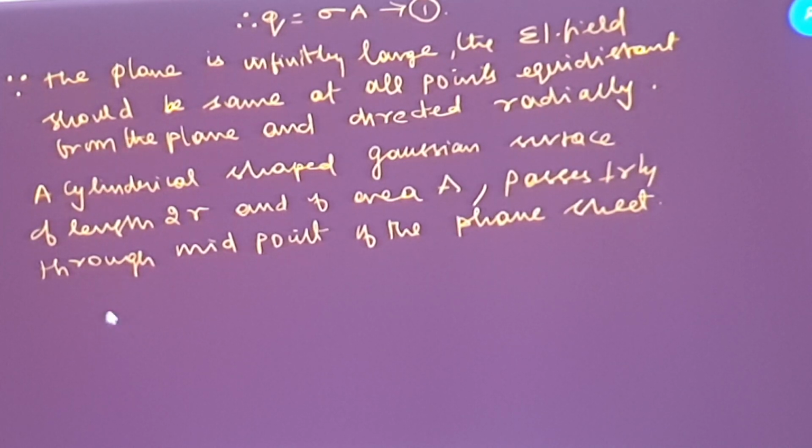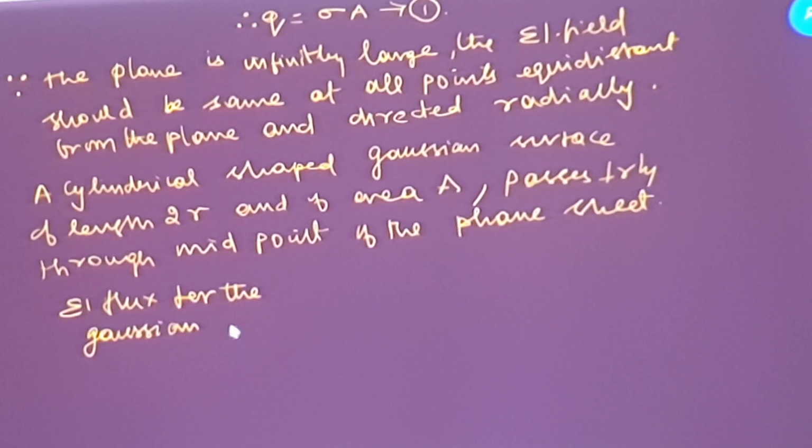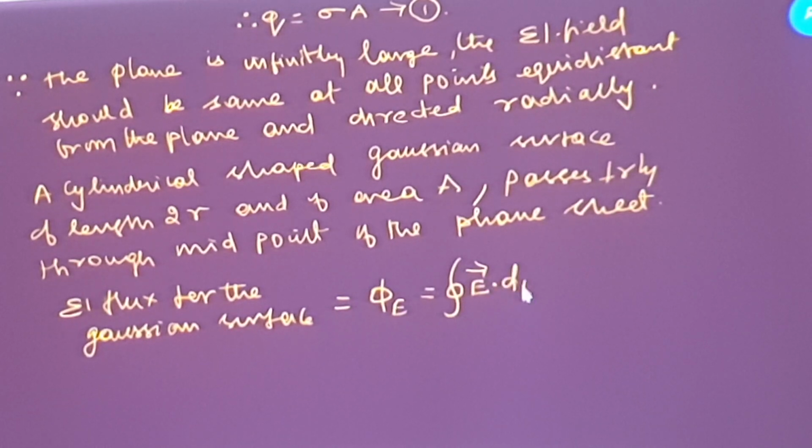Now you have to apply Gauss law to get the electrical field. Before applying the Gauss law, I will be calculating the electrical flux for the Gaussian surface. It can be written as in the previous question: flux phi of E is equal to closed integral of E vector dot dA vector, which is equal to closed integral of E dA cos theta.